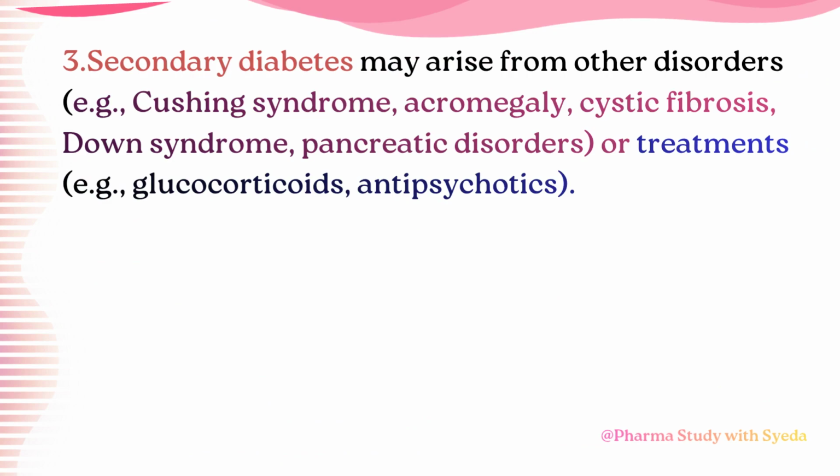Pancreatic disorders, including inflammation or damage to the pancreas, can reduce insulin production and lead to diabetes. In addition, certain medications such as glucocorticoids and some antipsychotic drugs can impair insulin action or increase glucose production, resulting in hyperglycemia. In secondary diabetes, managing the underlying condition or adjusting the treatment may help improve blood glucose control.